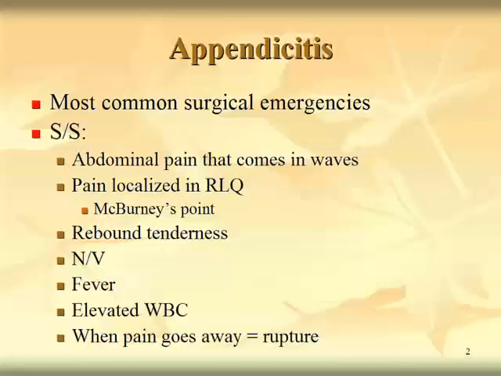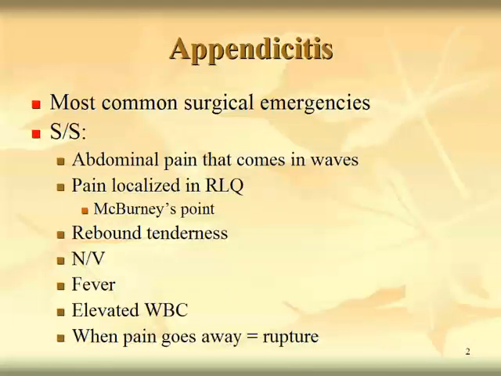The patient may also have rebound tenderness and pain, and with this there's relief of pain when pressure is put on McBurney's point, and then there's pain on release of that pressure, so that's called rebound tenderness. The patient may also have nausea, vomiting, a fever, on labs have an elevated white blood cell count, and unfortunately sometimes the patient will become pain-free, and a lot of times that is because the appendix actually ruptures, reducing the pressure that's within the abdominal cavity.